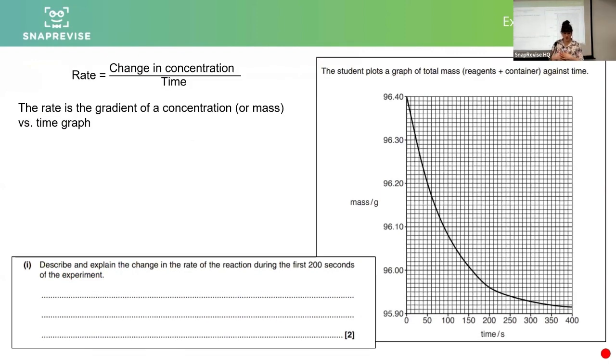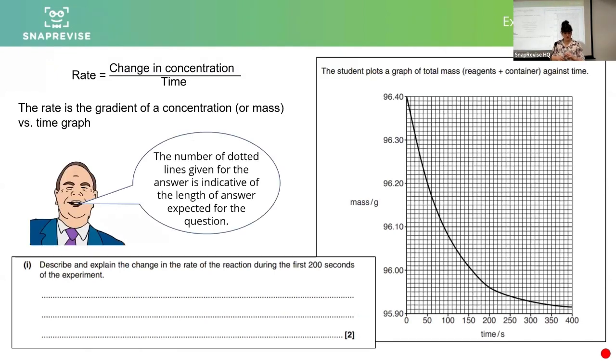Well, hopefully we know that rate is equal to change in concentration of a reactant or product over time. The rate in this case is going to be the gradient of a concentration or mass versus time graph. In this case, we've got mass over time. So our answer needs to describe and explain the change in the rate of the reaction during the first 200 seconds. So we can ignore the end of it.